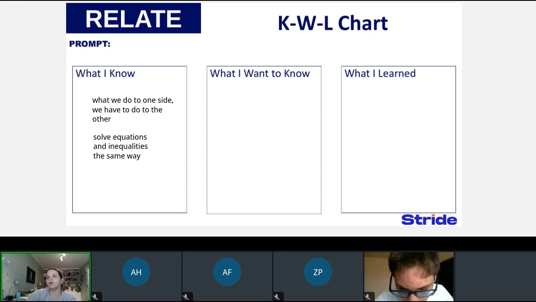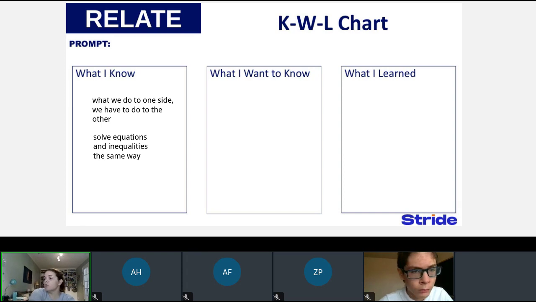So, okay, we know how to roughly solve it. What do we want to know? Something that I would like for y'all to know is, KWL means what I already know, that's the K. W is what I want to know. And then L is what you have learned at the end of the class.